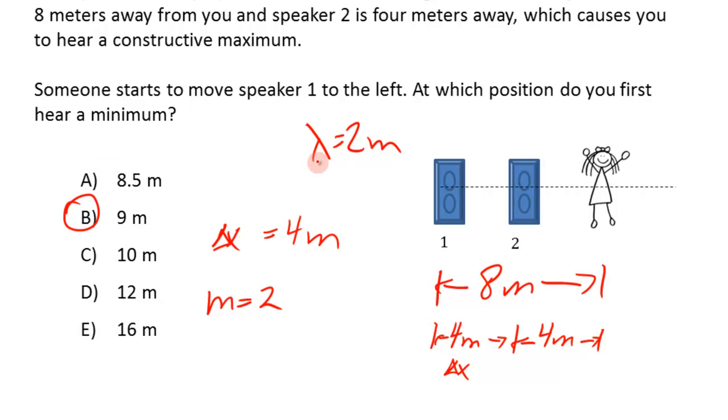Every 2 meters you're going to get constructive interference, so at path length differences of 0 meters, 2 meters, 4 meters, 6 meters, you get constructive interference. At path length differences of 1 meter, 3 meters, 5 meters, and so on, you get destructive interference. In this case, you would go from 4 meters, which is constructive, and then if you move it over 1 meter, which is half a wavelength, you get destructive.